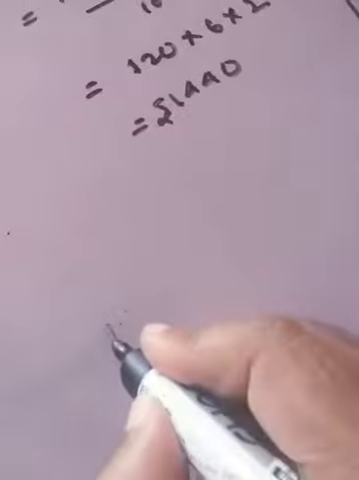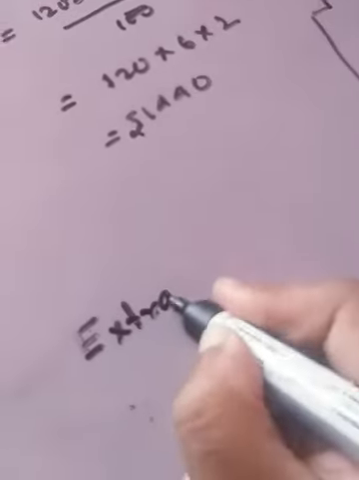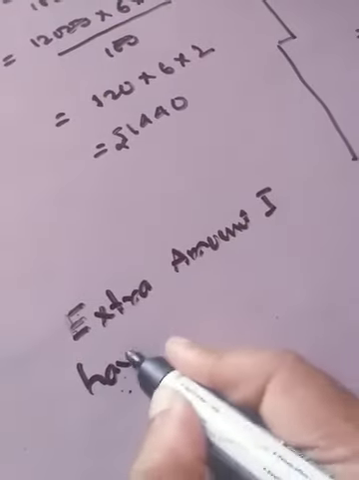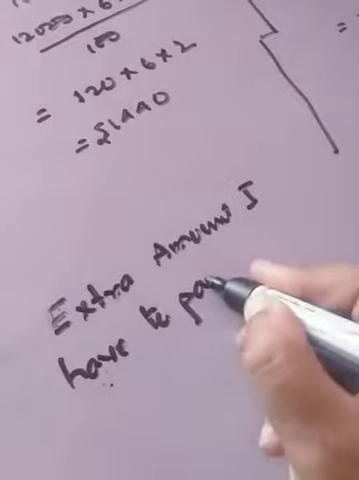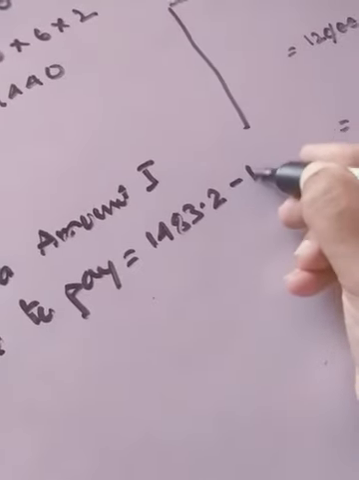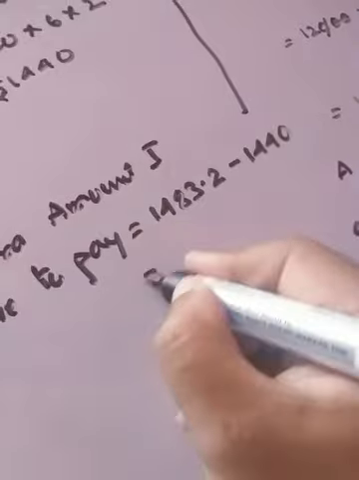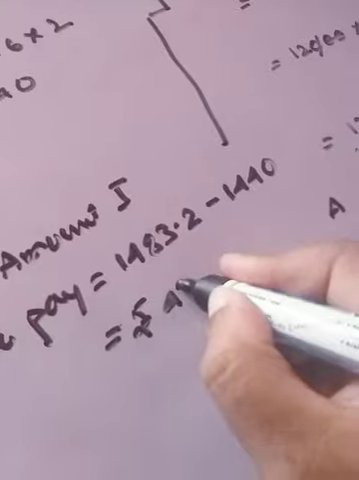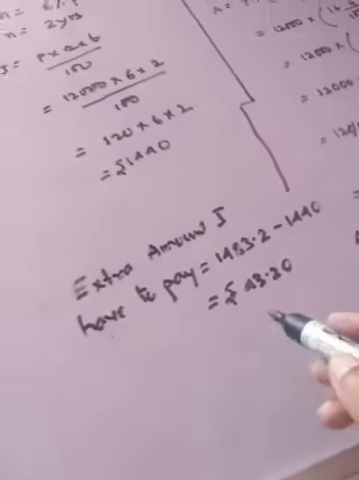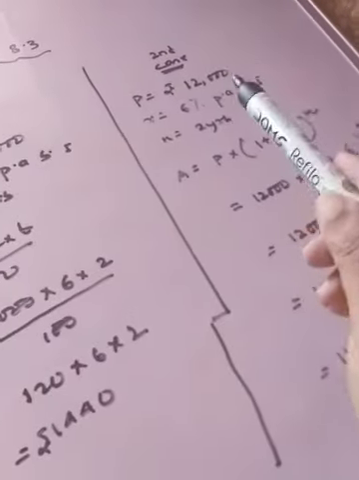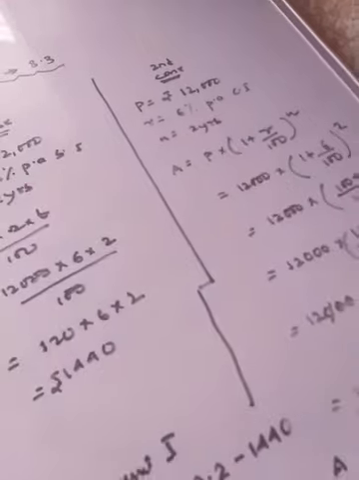So you will write the extra amount I have to pay is 1483.2 minus 1440, isn't it? So the final answer is 43.20. Okay, so this is the extra money that I would have to pay if I would have taken 12,000 rupees at 6% per annum compound interest.